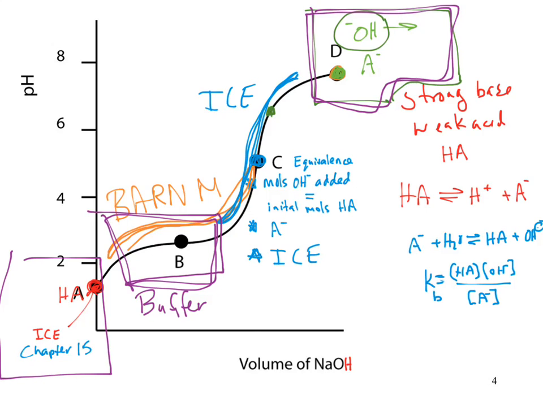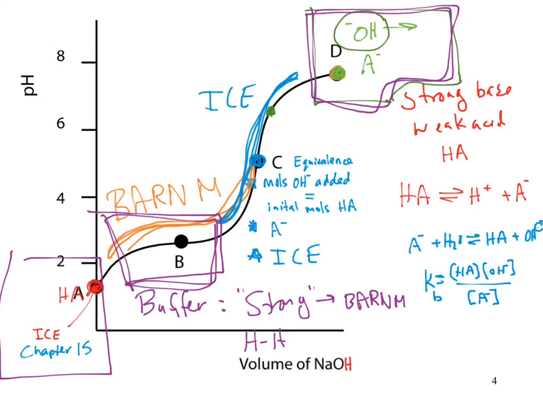So in that buffer range, if you see strong in the question, that means you must do barn. If you don't see strong and you have the pairs, you're in that buffer range because you have a weak acid and a weak base. What we're looking at is a Henderson-Hasselbalch equation. We don't have to do the barn chart because we're already given our initial concentrations, the concentrations that we can plug in to use the Henderson-Hasselbalch.